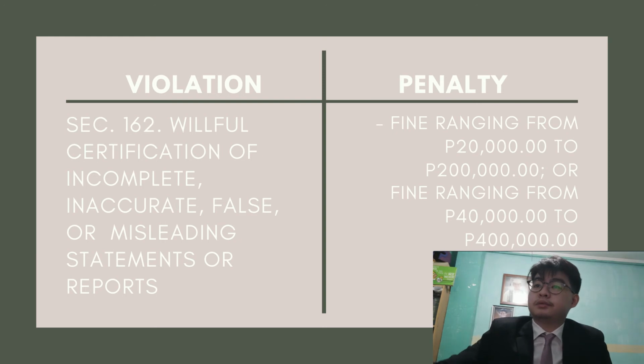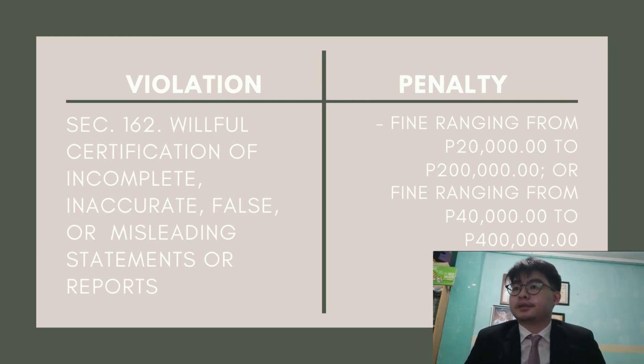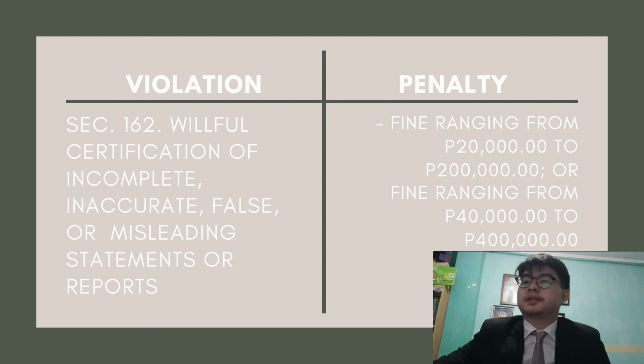Section 168. Rule for certification of incomplete, inaccurate, false, or misleading statements or reports. Any person who willfully certifies a report required under this code, knowing that the same contains incomplete, inaccurate, false, or misleading information or statements, shall be punished with a fine ranging from 20,000 pesos to 200,000 pesos. When it is injurious or detrimental to the public, it is a fine ranging from 40,000 pesos to 400,000 pesos.